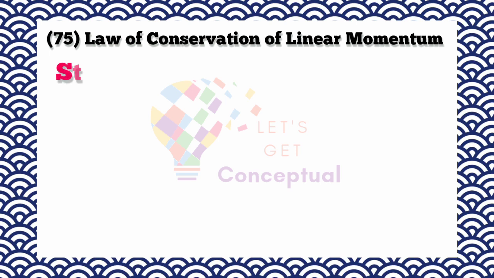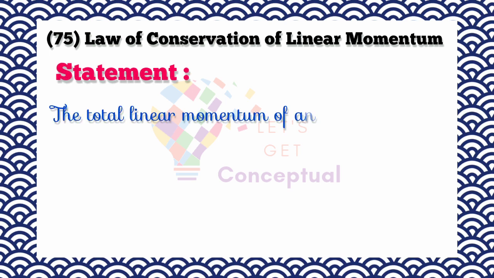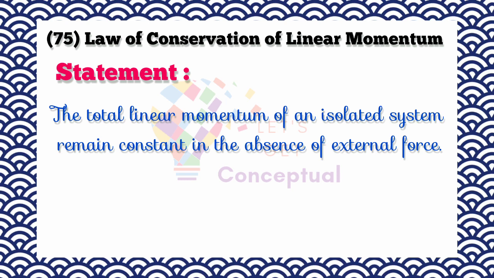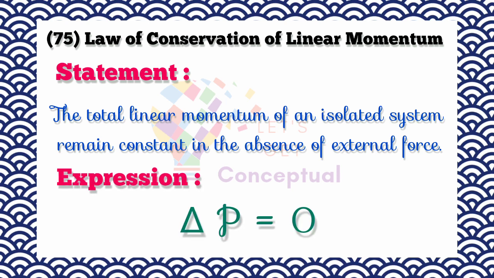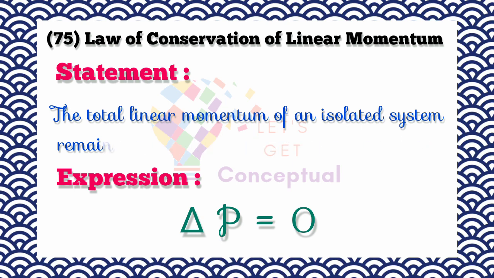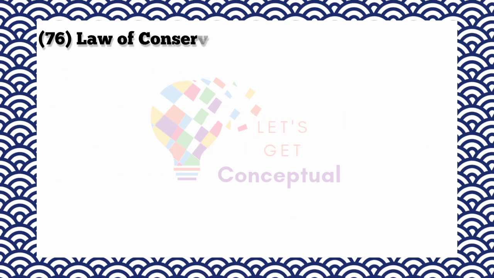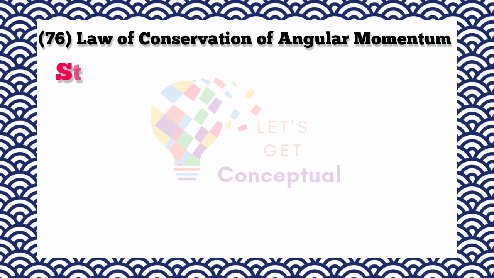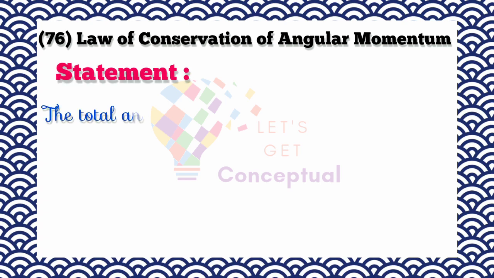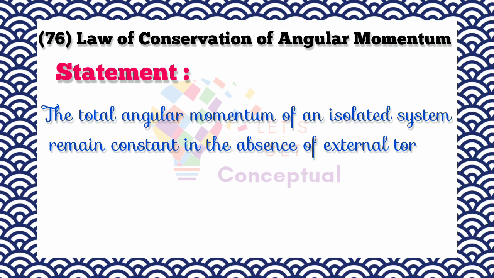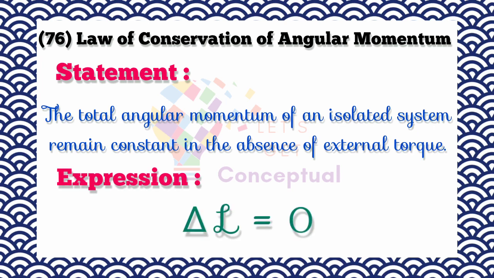Number 75. Law of conservation of linear momentum. Statement: the total linear momentum of an isolated system remains constant in the absence of external force. Expression: ΔP equals 0. Number 76. Law of conservation of angular momentum. Statement: the total angular momentum of an isolated system remains constant in the absence of external torque. Expression: ΔL equals 0.